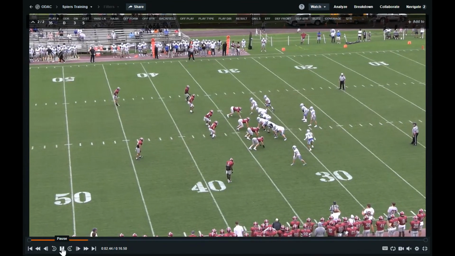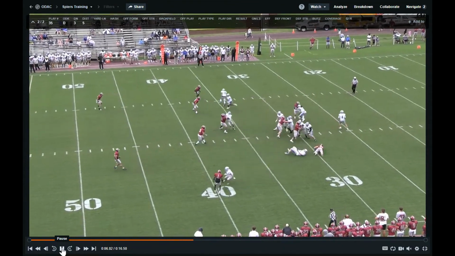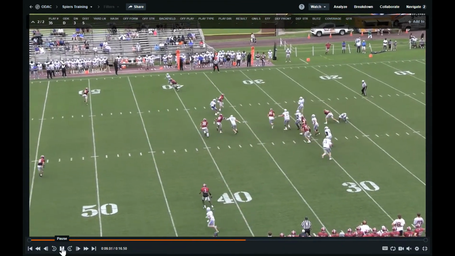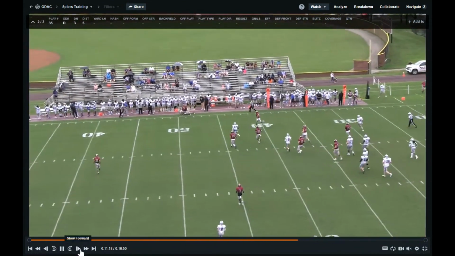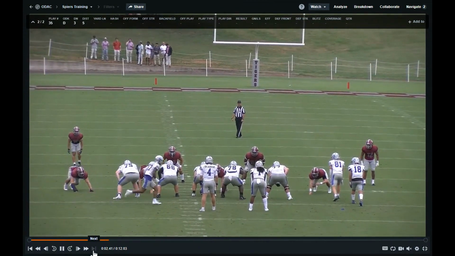I'd like to thank David Spires for sending in this play, which is a new interpretation of low blocking on the line of scrimmage by an offensive lineman in the tackle box. Key the left tackle on this play, number 75.